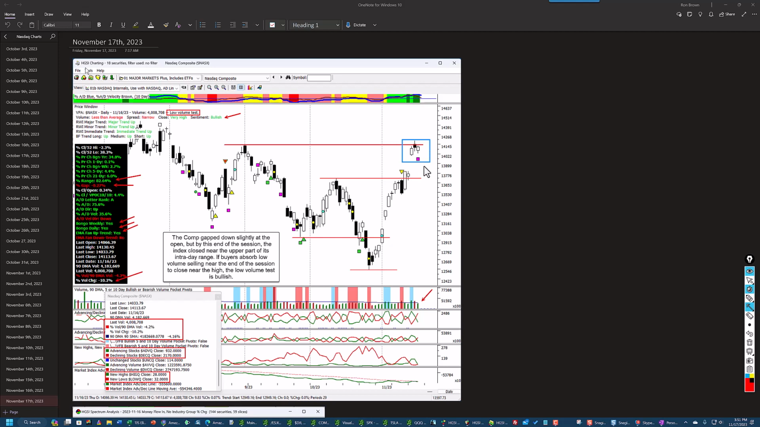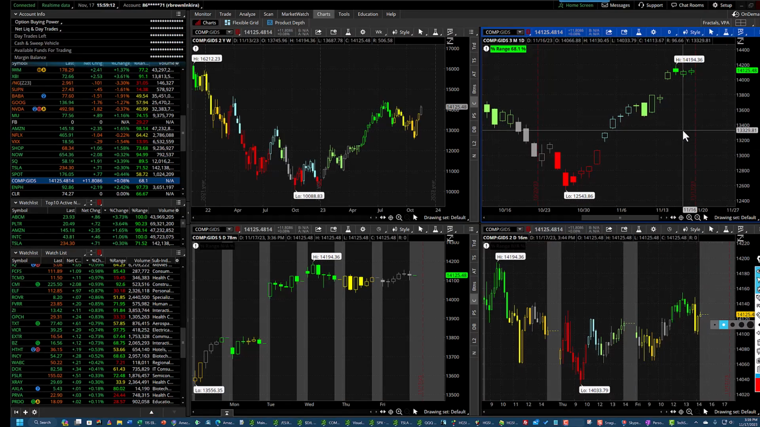Now this particular chart doesn't work with intraday data because, well, I know what the reason is. This information here is not downloaded until the evening, so it distorts the chart. So what I do to see what the comp is doing intraday, I'll just close this and switch over to thinkorswim, and this is the composite.